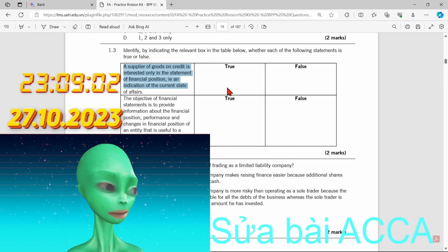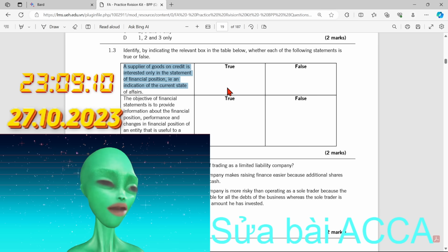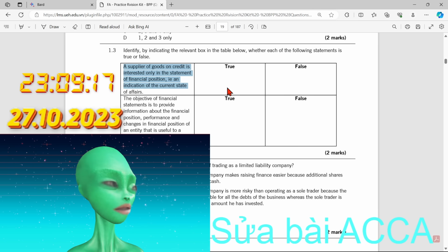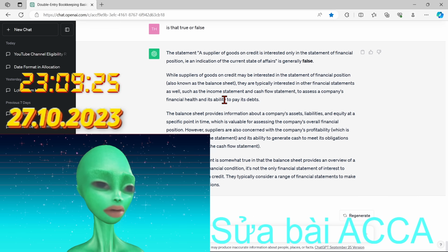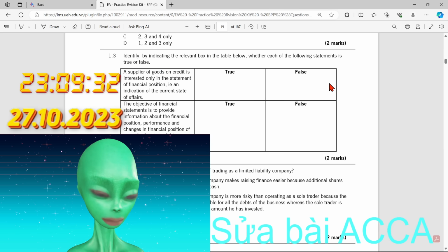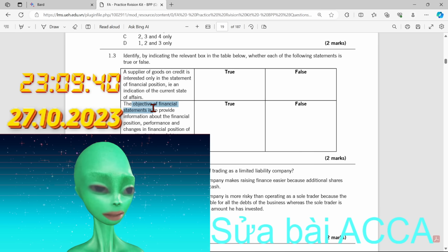So a supplier may be interested in many financial statements, not only the financial position, but also the cash flow statement and income statement. So the answer is false. The objective of financial statements is to provide information about the financial position, performance, and changes in financial position of an entity that is useful to a wide range of users in making economic decisions. That statement is true.